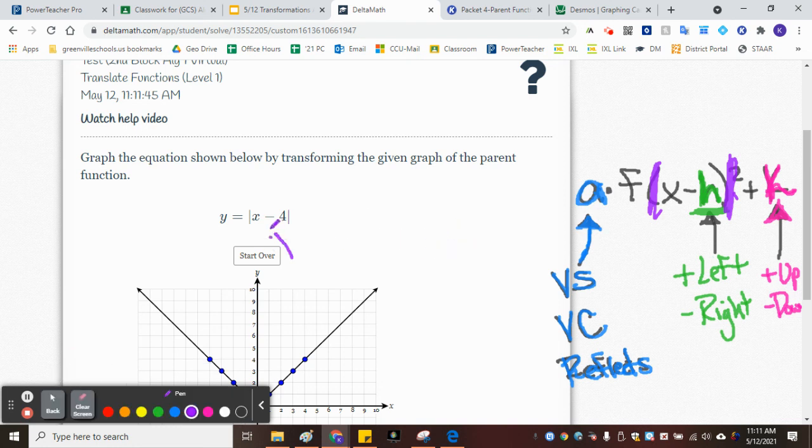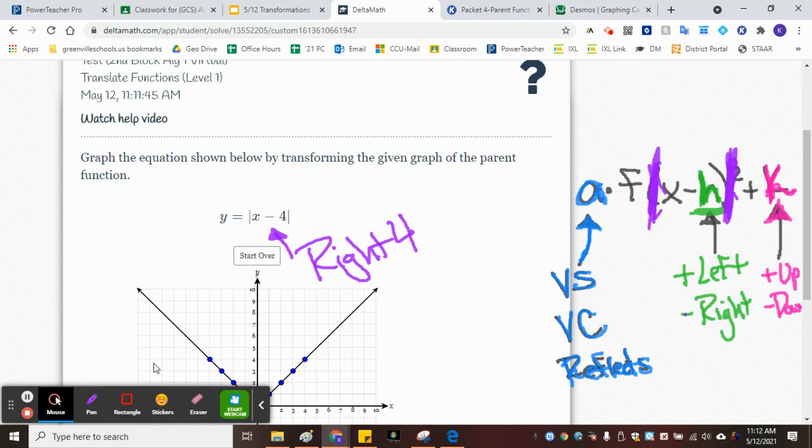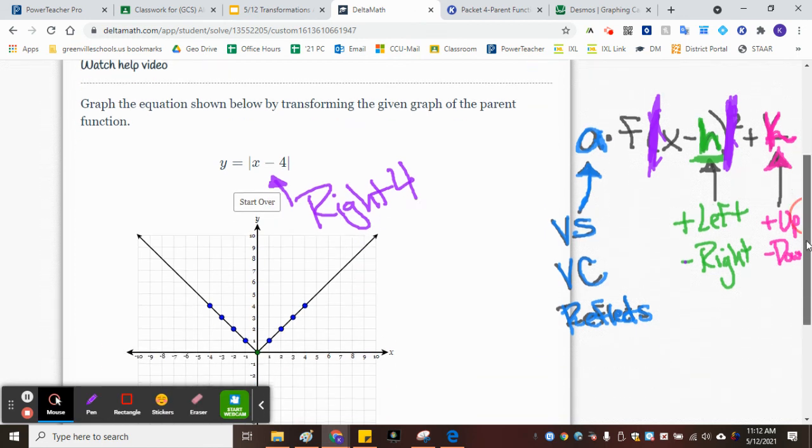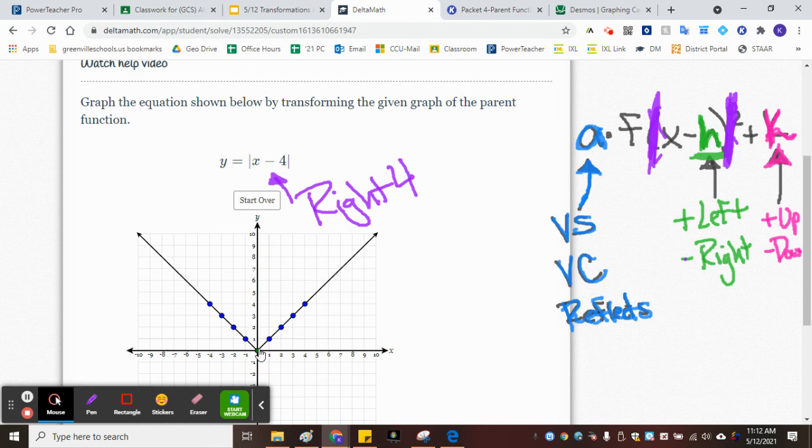All right, inside my absolute value bars, inside my function, it is negative 4. Negative is to the right. So this is right 4. Right 4. 1, 2, 3, 4.